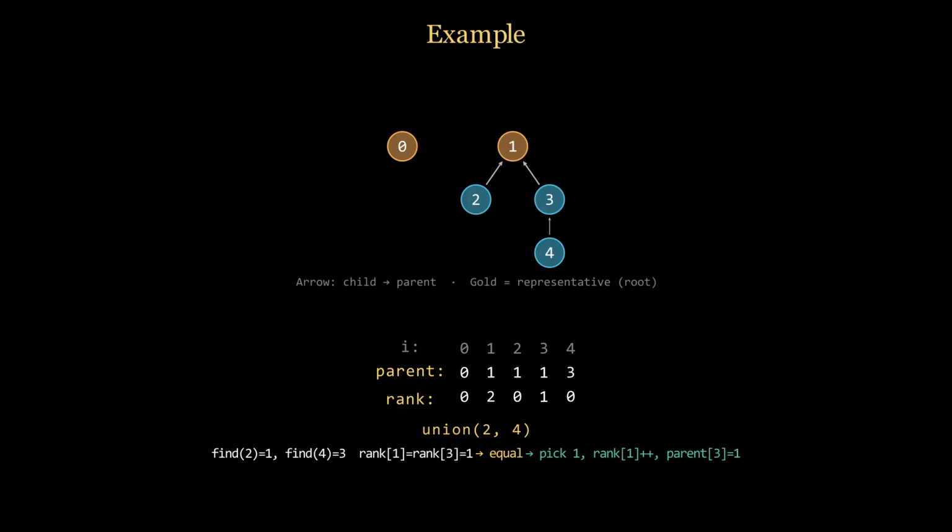Union 2 and 4. Find of 2 returns 1, that's the root of the first set. Find of 4 returns 3, the root of the second set. Both roots have rank 1, so we pick 1 as the winner. Parent of 3 becomes 1, and rank of 1 goes up to 2. The two sets are merged. Node 3 is now a child of 1, and node 4 remains a child of 3, giving us a 3-level tree.